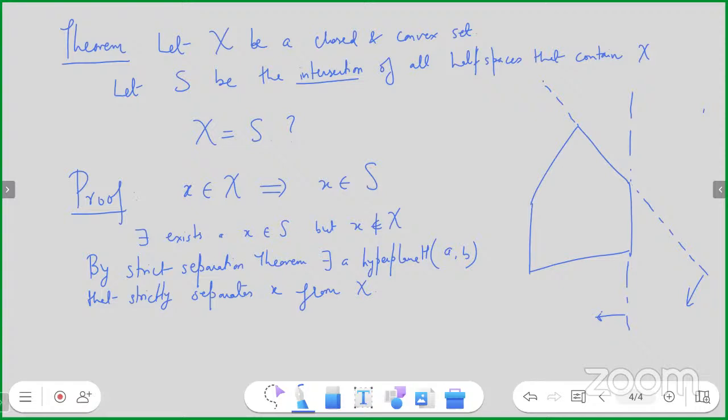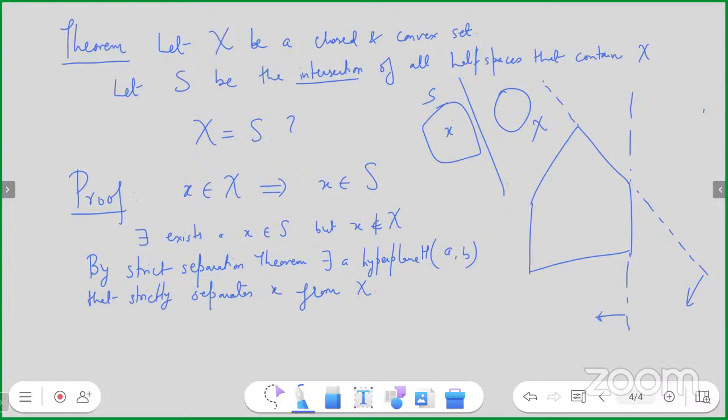So what have we done? By the strict separation theorem, there exists a hyperplane that strictly separates the little x from chi. So what has happened in the picture? Let's do a picture also. So this is my x. Let's say it belongs to this S and chi is here. This is my chi and there is a strict separation. Now what is this on this side? This hyperplane is giving us a half space.